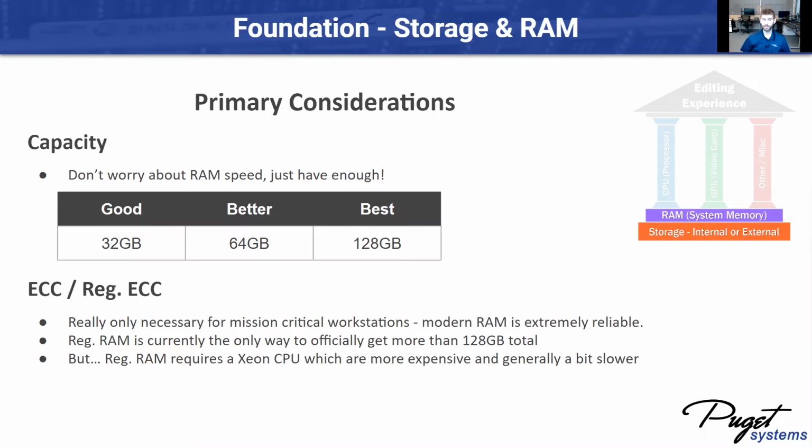It's more expensive, but you can get crazy amounts. The problem with that is it requires a Xeon CPU, which we'll talk about CPUs here in a little bit. But a little spoiler here, they are more expensive than the CPUs we typically recommend, and they are generally a bit slower in most cases as well. So you're basically giving up both cost and speed slightly in order to get just more RAM. And there are times when that makes sense, absolutely. But again, it all depends on what you're doing.